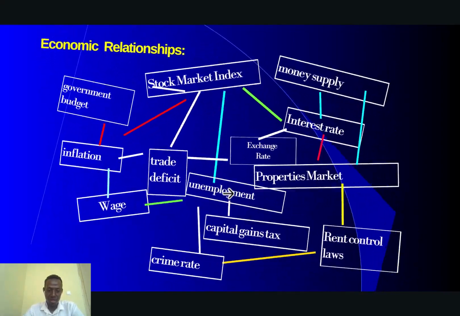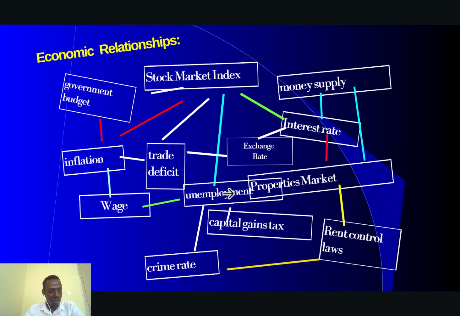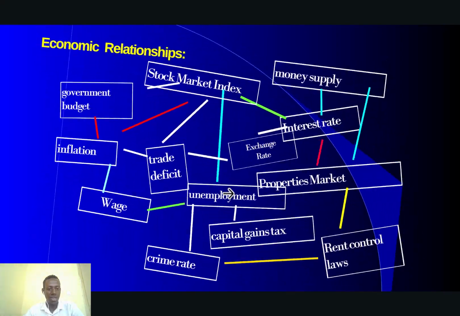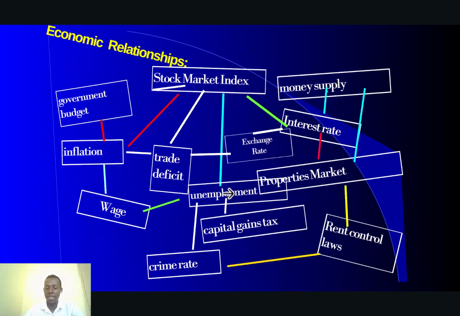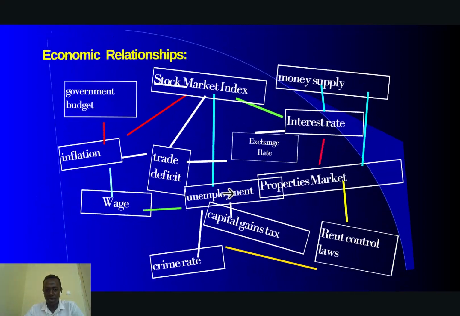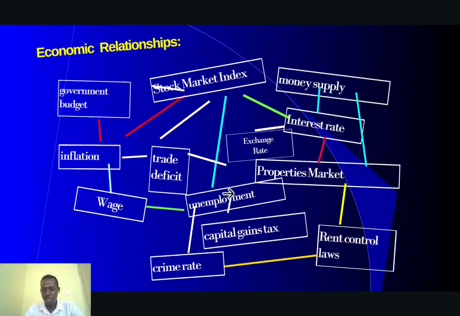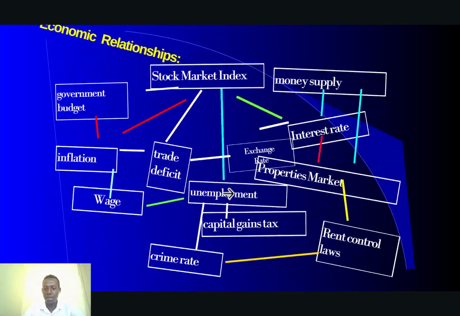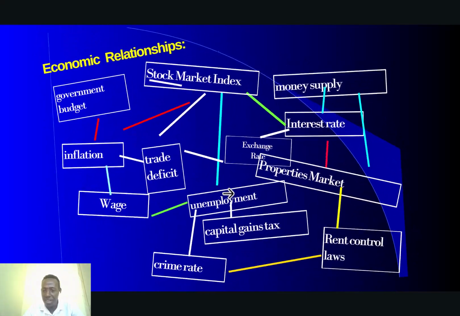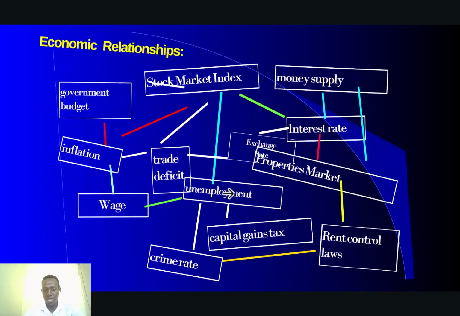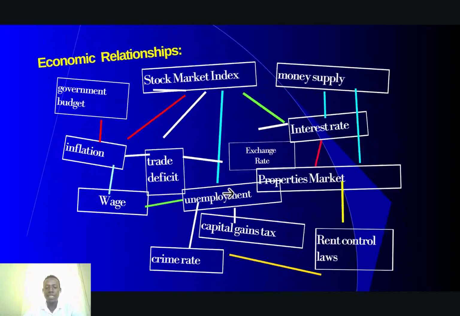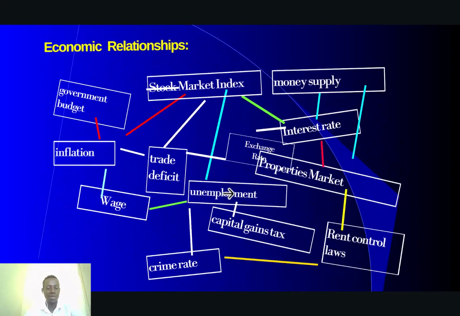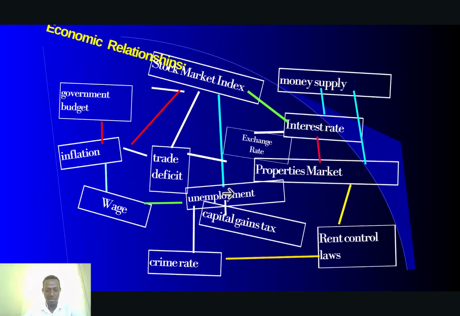So we can look at the government budget. The budget of the government has a direct impact on inflation or the stock market price index. In the same way, we can look at money supply to the market, which has its own impact on interest and on inflation. So this whole thing tells us that there are interrelationships between different economic entities.